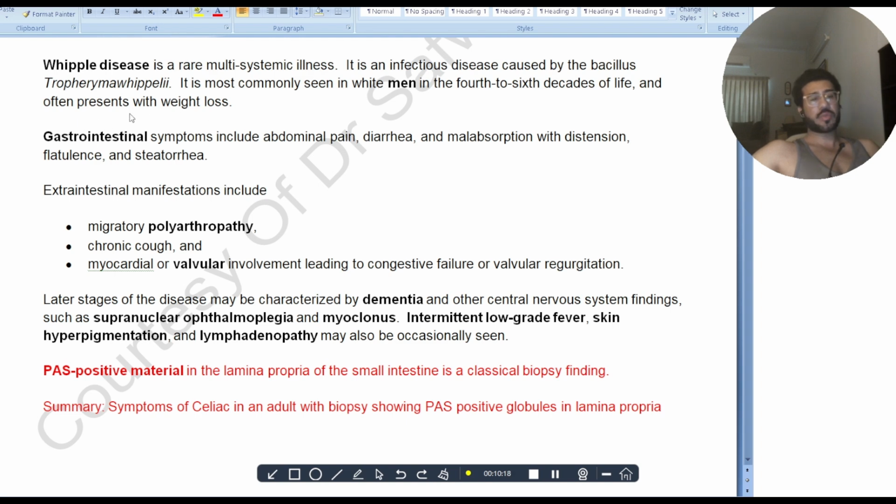Symptoms present like celiac disease: weight loss, chronic diarrhea, steatorrhea, gastrointestinal symptoms similar to celiac disease, abdominal pain, diarrhea, malabsorption. So I'll give you a really simple way to get the diagnosis: an adult developing celiac disease-like symptoms, and the biopsy. They will give you the biopsy finding because this is one of the highest yield ways you can catch celiac, you can catch Whipple's disease.